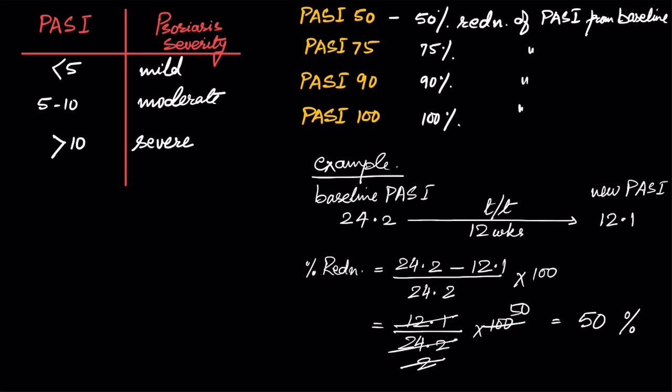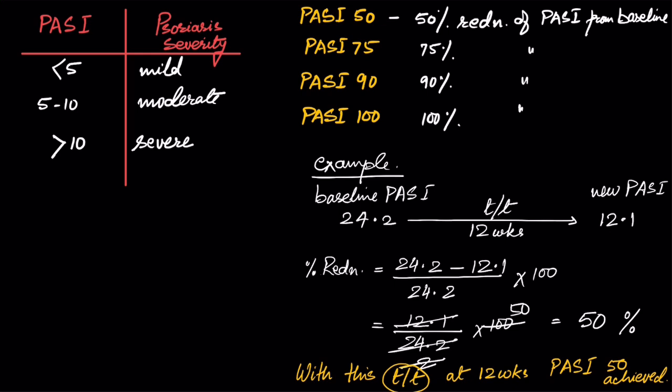Now we can express this with this statement. With this treatment at 12 weeks, PASI 50 was achieved. The treatment is whatever you have given, say any biologic or methotrexate, whatever you have given. I hope you have understood the concept.